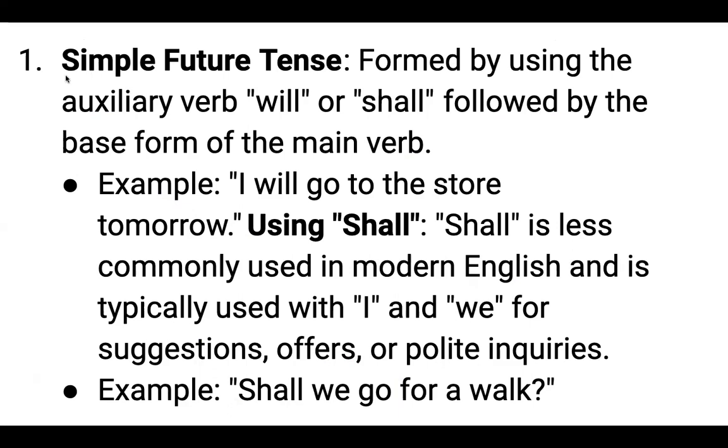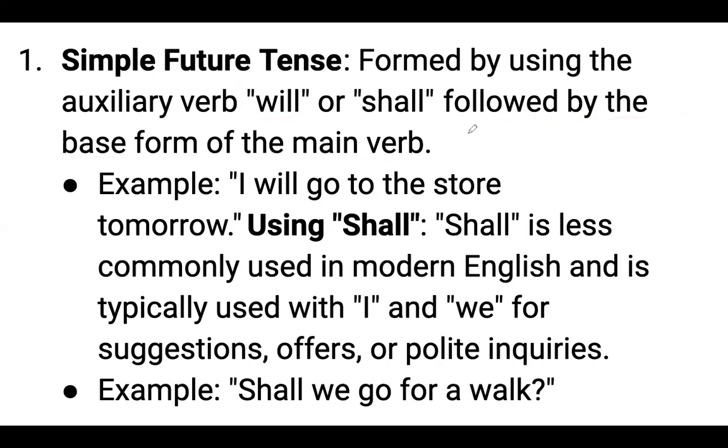If I talk about simple future tense in a broader manner, what do we draw here? We can see that simple future tense is formed by using the auxiliary verb. What is that auxiliary verb? The auxiliary verb is will or shall, which is followed by the base form of the main verb. What do you mean by base form?